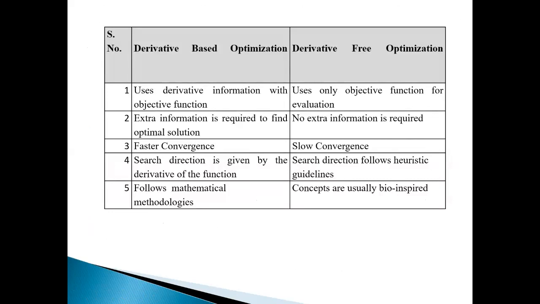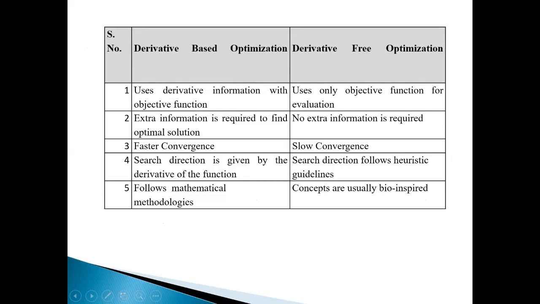Basic difference between derivative-based and derivative-free optimization. First point, obviously, is that derivative-based uses derivative information, while derivative-free uses only the objective function. Here it uses derivative with the objective function; your extra information is required to find the optimal solution. Here no information is given. Here it converges faster, this one is slower. Here the search direction is given by derivative. Here it is given by some heuristic guidelines.